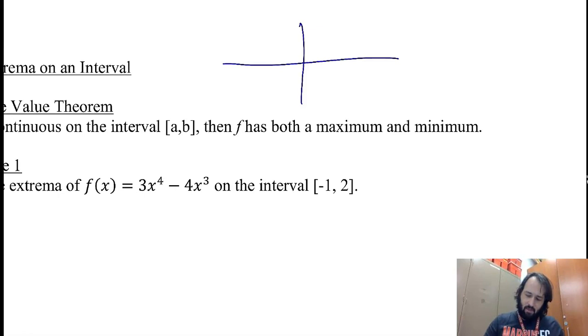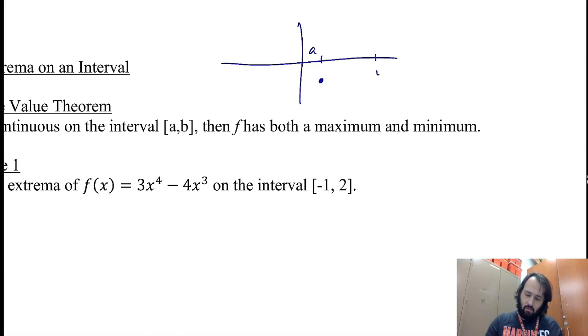Essentially, it's saying, given an interval from A to B, and say I have two different points or whatever, as long as it is continuous, then this has both a minimum and a maximum point. The minimum here would be that value. The maximum here would be that value. All right, so as long as it is continuous, it has both a minimum and a maximum. Also notice that this is a closed interval, which means A and B are both included on the graph.